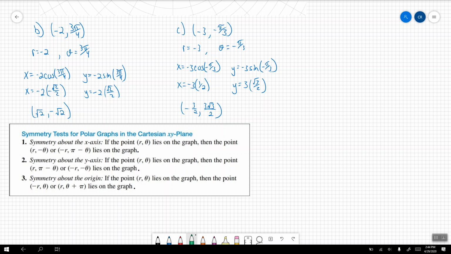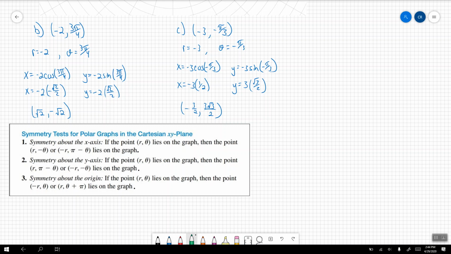Now symmetry about the y-axis, same thing is occurring, except the point is going to be negative r, negative theta. That is going to exist on the graph if it has symmetry about the y-axis. If it has symmetry about the origin, then the point r, theta and the point negative r, theta will also be on that graph. Now let's look at how that looks visually in polar form.